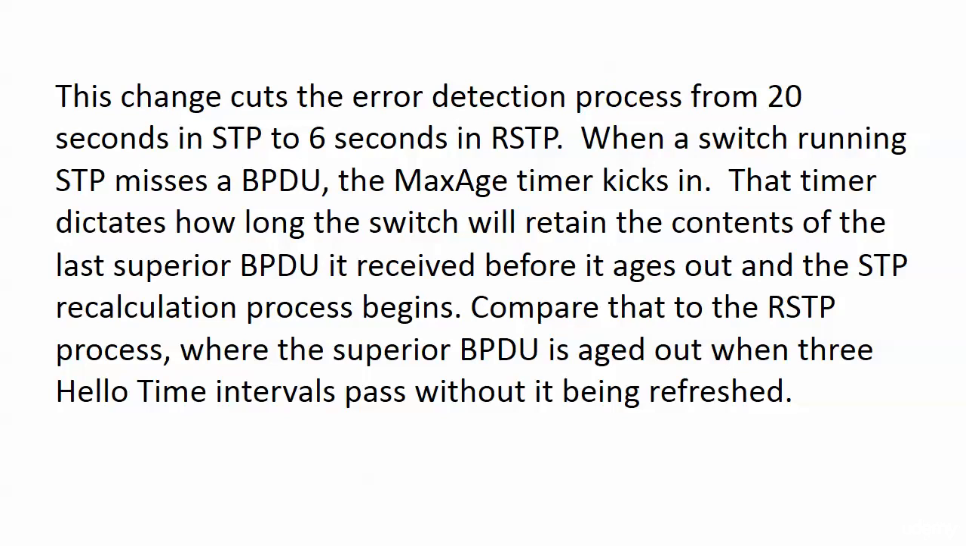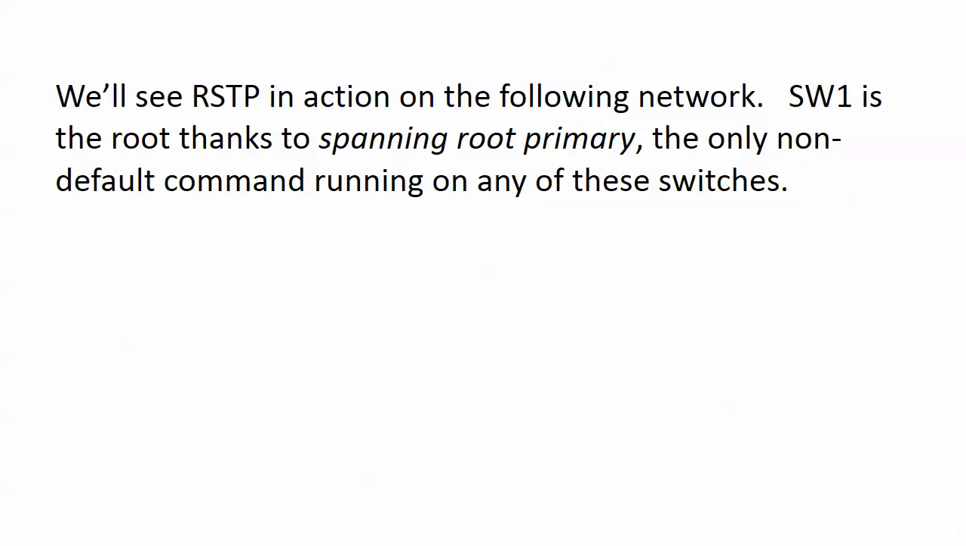Because when a switch running STP misses a BPDU, the max age timer kicks in. And that timer, of course, as we've learned, dictates how long the switch is going to keep the contents of the last superior BPDU it received before that information is aged out and STP starts the entire recalculation process. Nothing wrong with that, but we kind of like this with RSTP, where the superior BPDU is aged out immediately, all the information concerning the port no longer receiving the BPDUs when 3 hello time intervals pass without it being refreshed. That's good stuff. We'll take every second we can get.